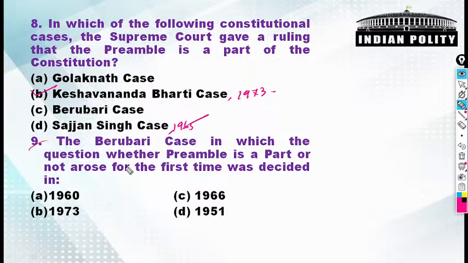Next, the Berubari case, in which the question whether the preamble is a part of the Constitution or not arose for the first time, was decided in 1960. Berubari is a territory of India which was ceded to East Pakistan, and in this case the Supreme Court held that while transferring land from the country to a foreign country, there should be a Constitutional Amendment Act under Article 368. So that is 1960.